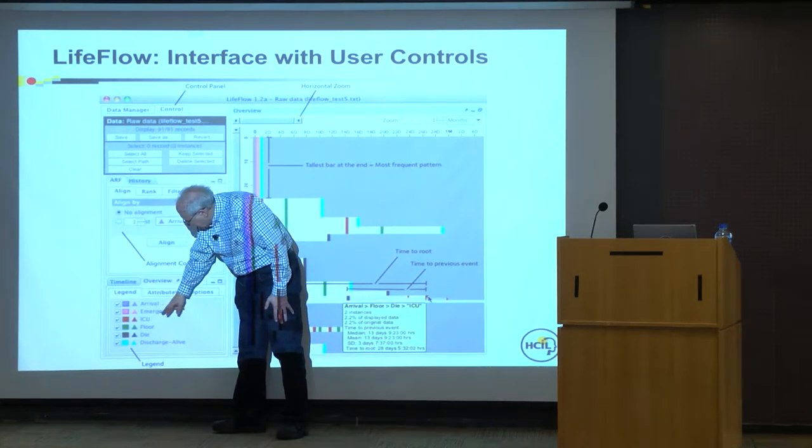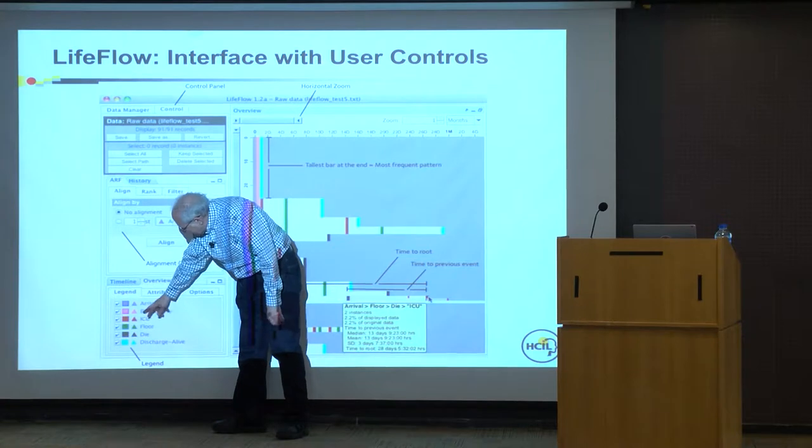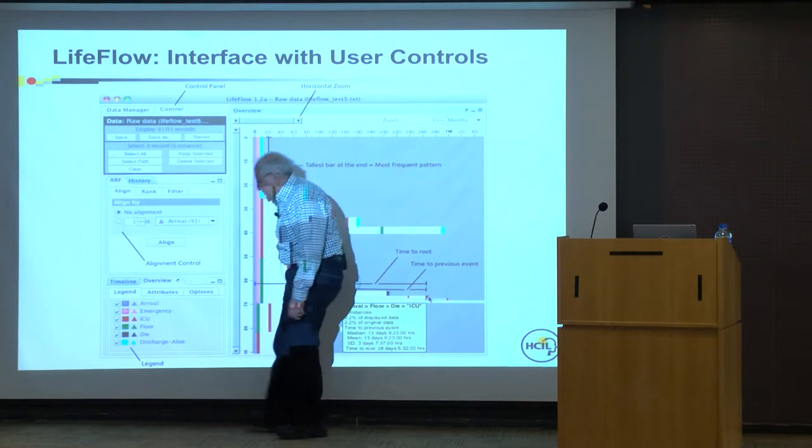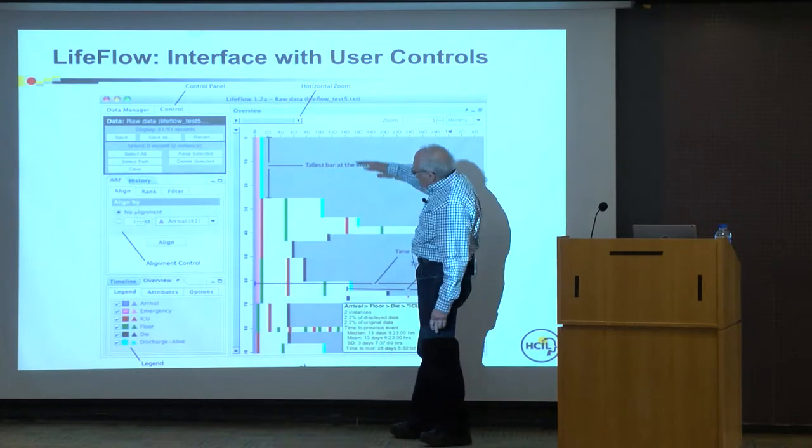Blue for arriving at the hospital. I guess that's purple for emergency intensive care unit. Green for the floor. Black for die. And blue for discharge. And you can read this.